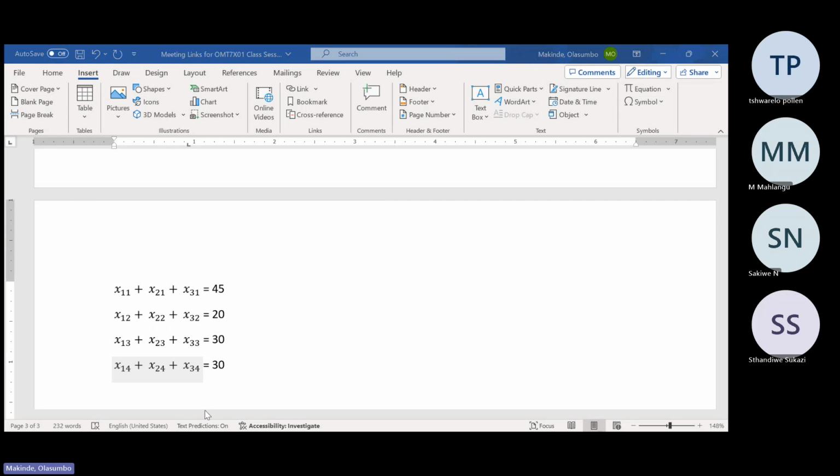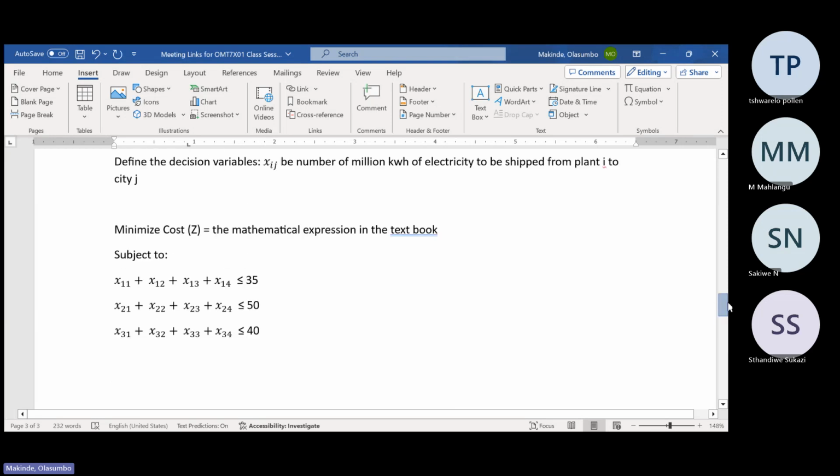Does this make sense? Let me quickly check. Type Y on the chat window if this makes sense. Please just confirm because we have only the last step. Sakiwe, please just respond. I want other people that are there to respond. Mashlango, Polen, Sukazi, from your side. I hope it makes sense. We are only left with the last step now. Thank you. So let's do the last step, then we call it a day. Then I show you one exercise to do so that you master it, then we call it a day.